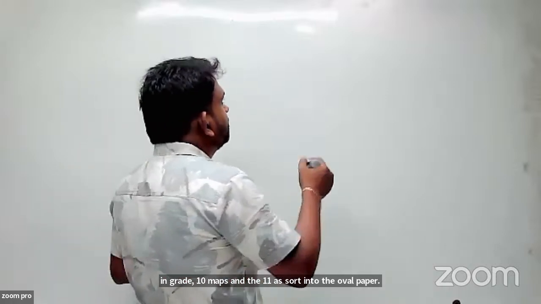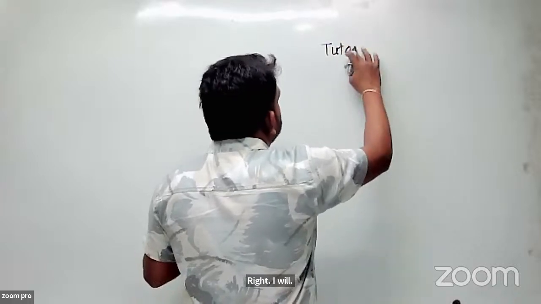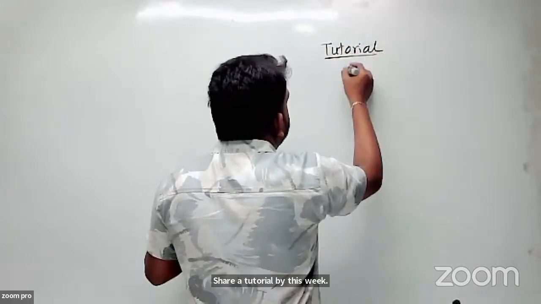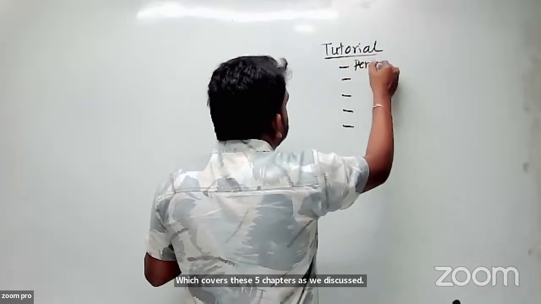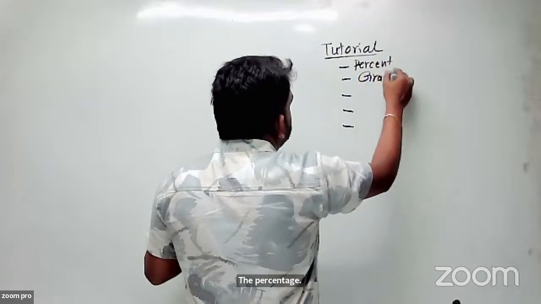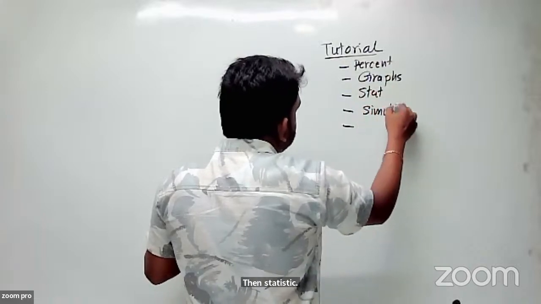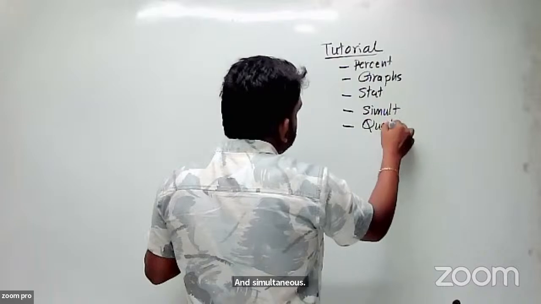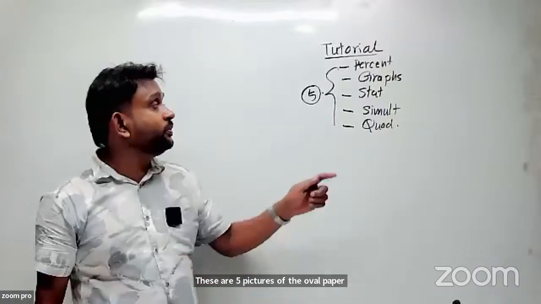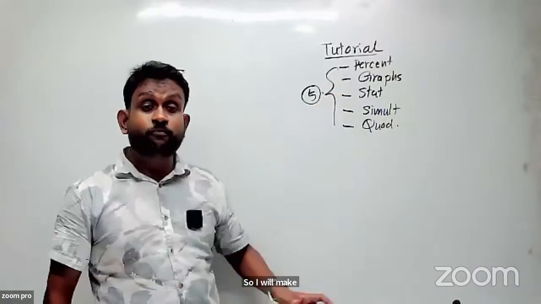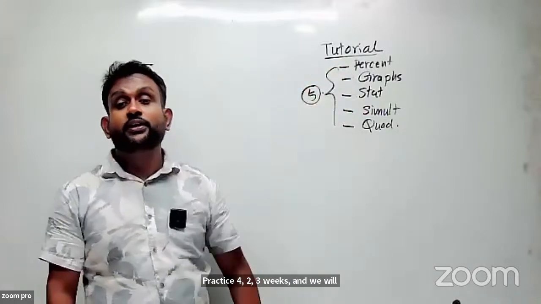Our next day plan: I will share a tutorial on the website this week which covers these 5 chapters as we discussed: percentage, graphs, statistics, simultaneous and simple equations, then quadratic equations. These are 5 questions of the O-level paper. I will make mixed questions weekly. We will practice for 3 to 4 weeks and check whether you are okay with the lessons done.